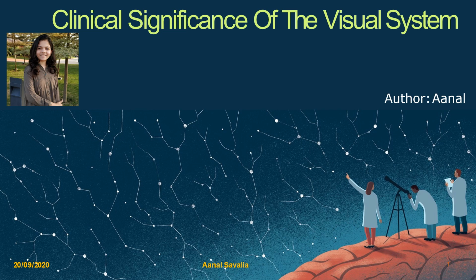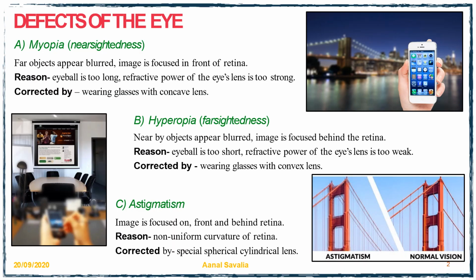In this video, I'll be talking about the clinical significance of our visual system. We all are aware about three basic defects of our eye, that is myopia, hyperopia and astigmatism. So myopia or nearsightedness is a condition wherein people can usually see things that are at a near distance but cannot see things that are far away.